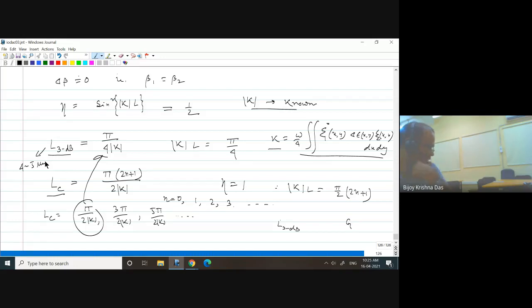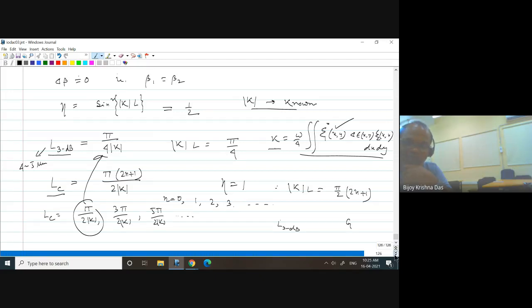Understand, right? Now the next thing is that this way we are calculating kappa by evaluating the individual mode field distributions. There is another way you can directly calculate the kappa value. How is that?